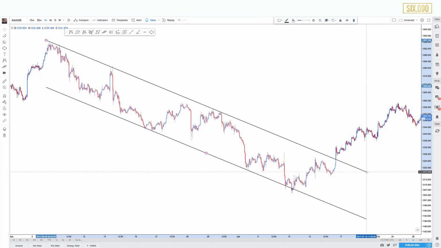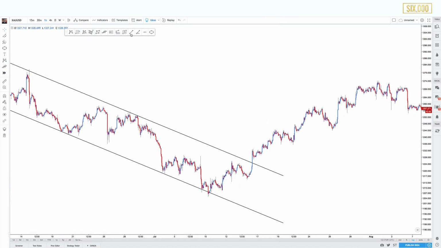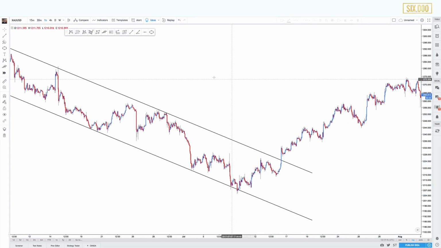So again, you would have made a very nice profit if you took this trade. We can see that price recovers from this false breakout and heads straight in the opposite direction. So again, a very nice profit on that trade.